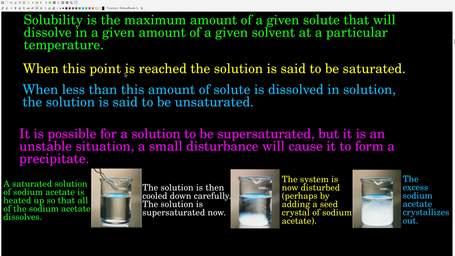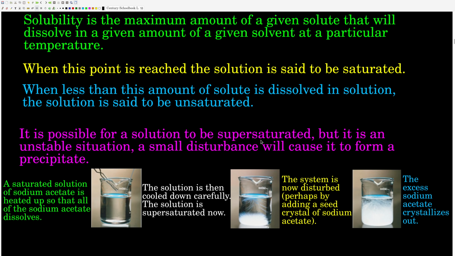But once we've reached this point, the solubility, that solution is said to be saturated. When we've dissolved the maximum amount of a given solute in a given amount of a given solvent at a certain temperature, that solution is said to be saturated. Before that point, when we haven't dissolved that much solute, that solution is said to be unsaturated. Now, we can also have a solution that is supersaturated.